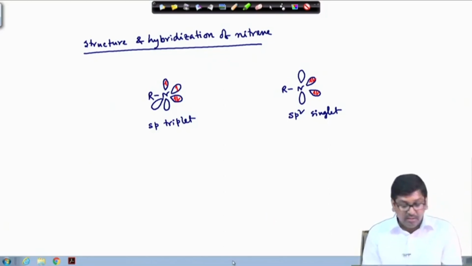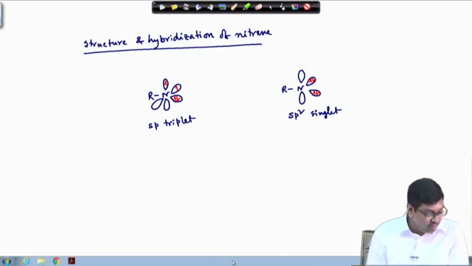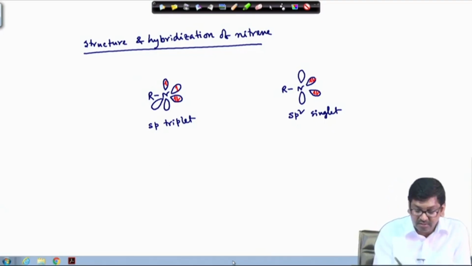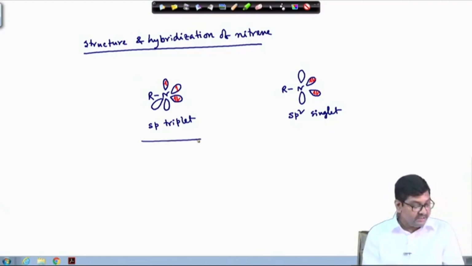Okay. In general, it has been found that nitrenes are generally linear, and that the triplet state, that is this one, is lower in energy than the singlet state. Okay.